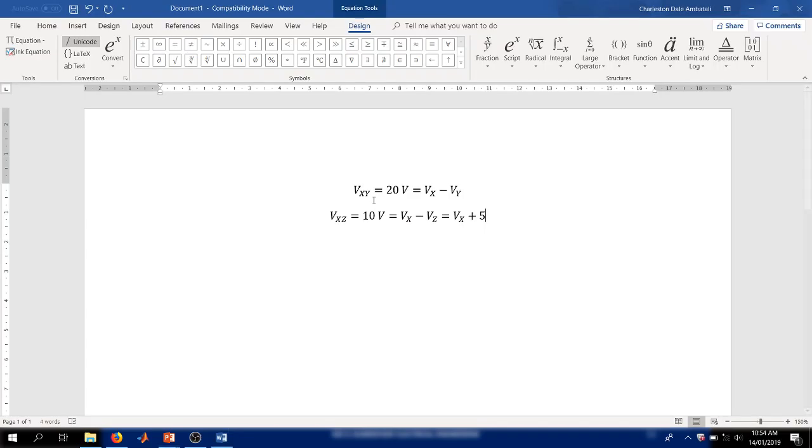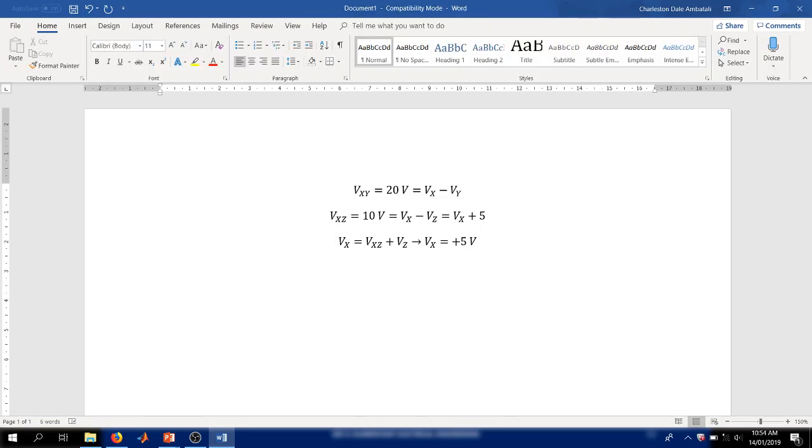So Vz is equal to negative 5. And we can now solve for Vx from this equation. So Vx is equal to Vxz plus Vz, which becomes Vx equals 10 minus 5. You get 5 volts, positive 5 volts.